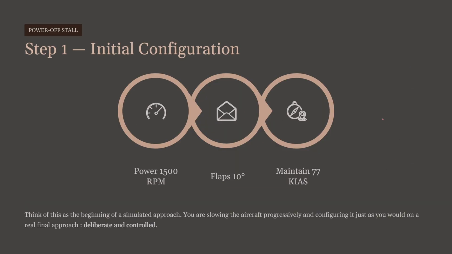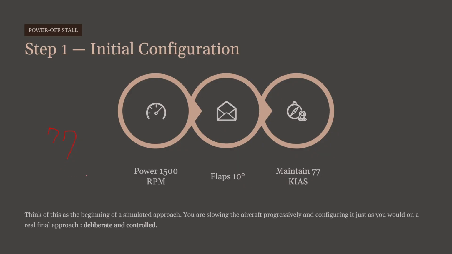Alright, this step is actually the same sequence you'll use later in the traffic pattern when landing. So it's a good idea to get comfortable with the flow here. So first, reduce the power to about 1500 RPM. And then extend flaps to 10 degrees while maintaining straight and level flight, of course. Then your airspeed is going to be bleeding off, right? For now, at this stage, we are targeting about 77 knots first.